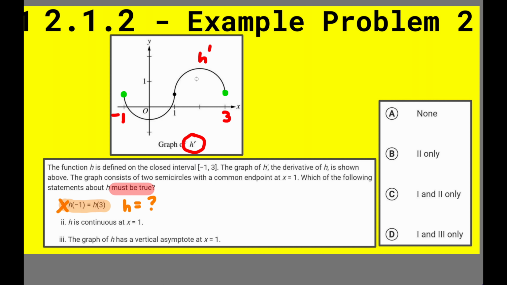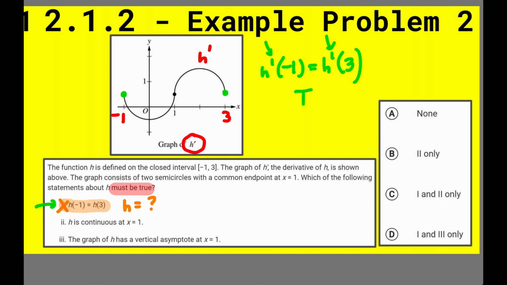If it said h prime of -1 is equal to h prime of 3, then yes, that is true. But it's not saying that because this one has primes, this one right here does not. So that's why it's definitely not Roman numeral 1.